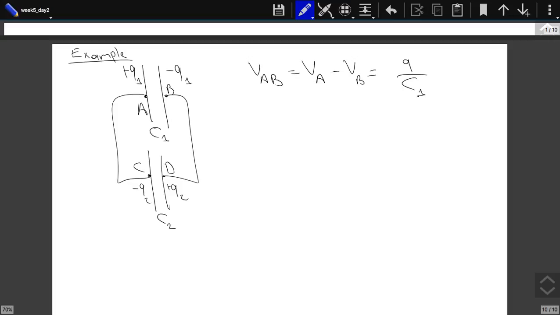Now here comes the critical question. Is it positive or negative? Q1 over C2. True. Now does VA have a larger potential or a smaller potential? Well, the positive charges have a larger potential than the negative charges. So VA is larger than VB, so this is positive.